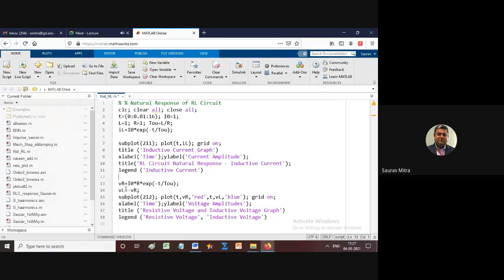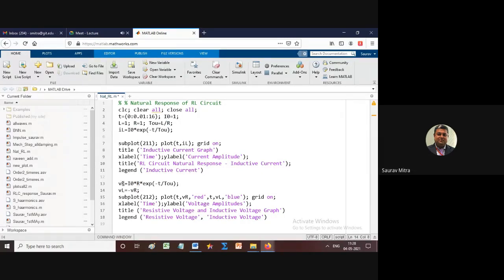What is the second graph? VR, which is the voltage across the resistance. It is I0 into R. The same I0 is flowing through R, so it is the same graph, just multiplied by R. This is the only difference. If you multiply R with IL, you get VR. And VL is equal to minus VR. So you can plot both.